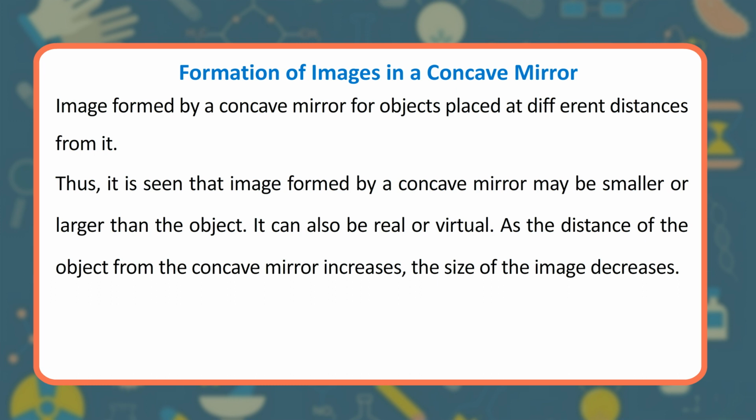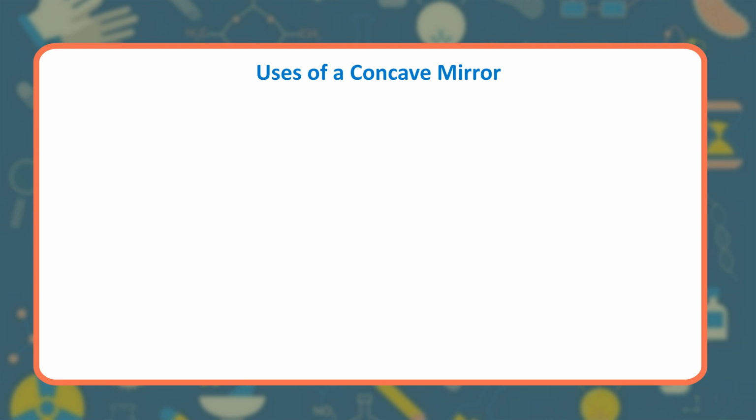Thus, it is seen that image formed by a concave mirror may be smaller or larger than the object. It can also be real or virtual. As the distance of the object from the concave mirror increases, the size of the image decreases. Uses of a concave mirror.